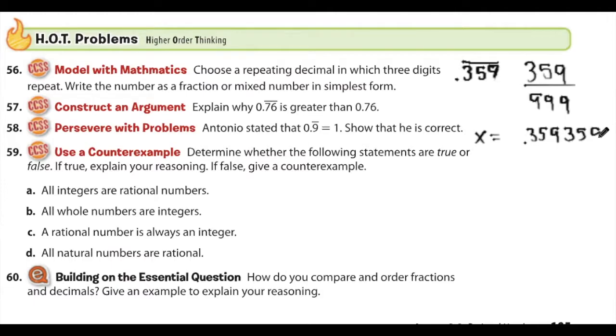Because this repeating decimal repeats 3 numbers, we're going to multiply it by a multiple of 10 that has 3 zeros, which is 1,000. So 1,000 times x is 1,000x, and on the right hand side, when we multiply by 1,000, we're going to get 359.359359, and this isn't lining up very well in my video, but hopefully on your notes you can get them to line up a little bit better.